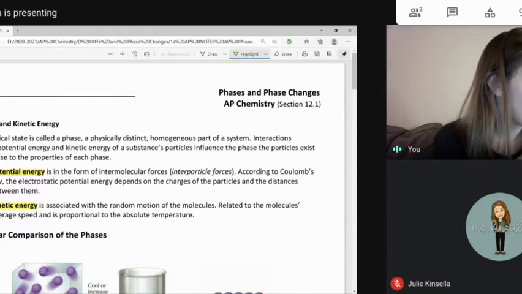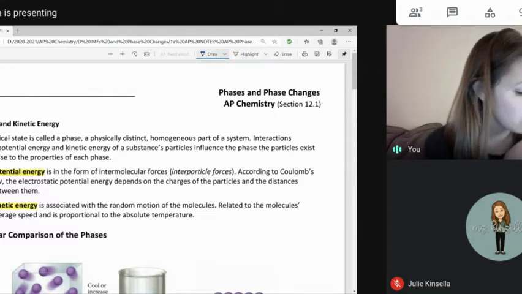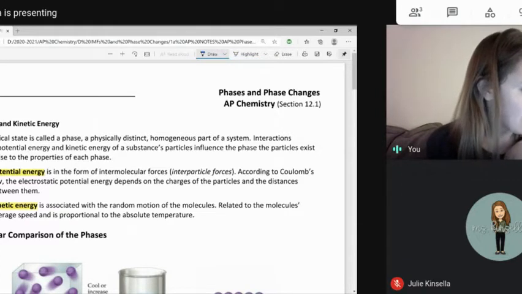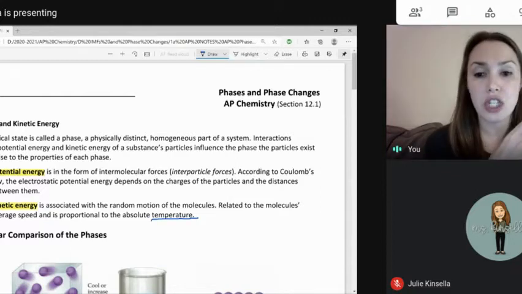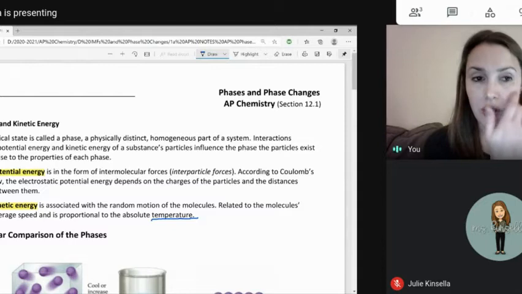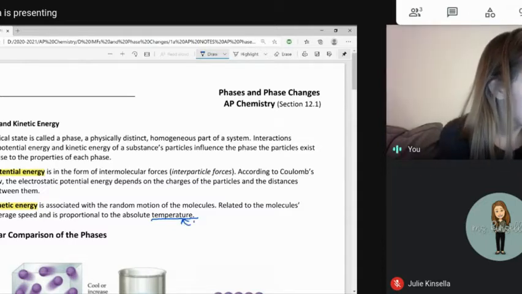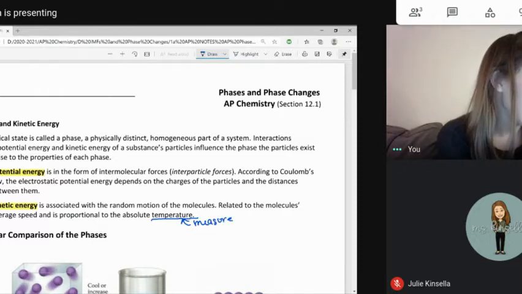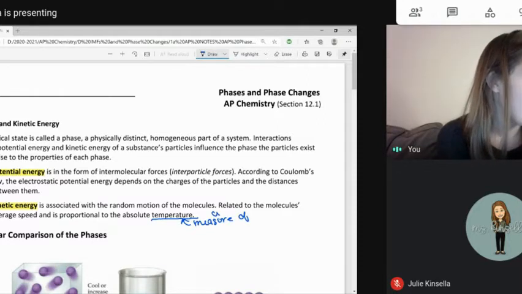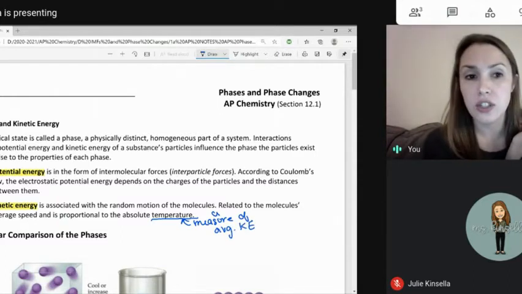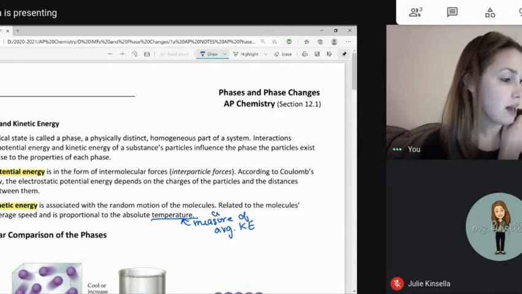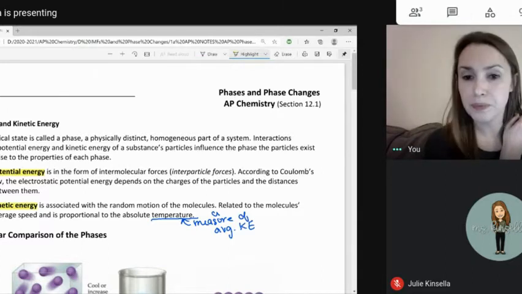One thing that we'll touch on shortly in this unit is that kinetic energy is really related to temperature. So as kinetic energy increases, temperature is going to increase. So temperature is a measure of average kinetic energy. So you might want to add that in. It will show up in your notes later on. A measure of average kinetic energy is your temperature. So just keep that in mind as we move forward.